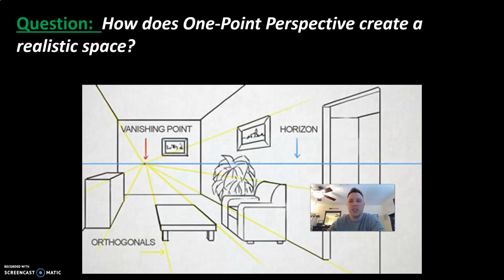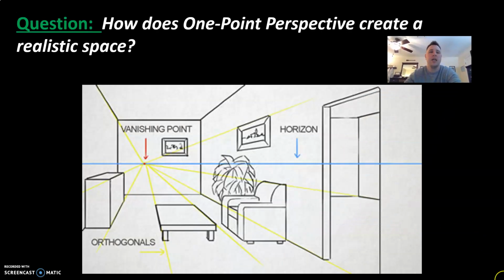All right, now to answer the second question for your entrance ticket. This second question is, how does one-point perspective create a realistic space? Now, I've already discussed this in the last two slides. The key word here is depth, D-E-P-T-H. We're going to learn more about that word in the coming days. But depth is the distance from near to far. So in real life, if you were to walk outside, the things that are closest to you are largest and the things that are furthest away are smaller.